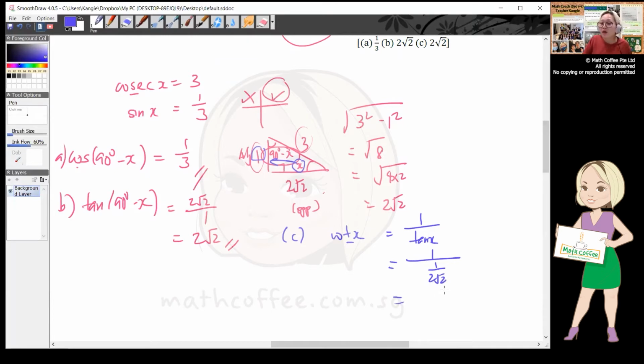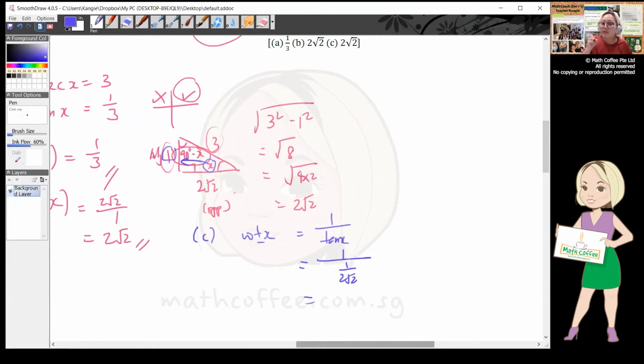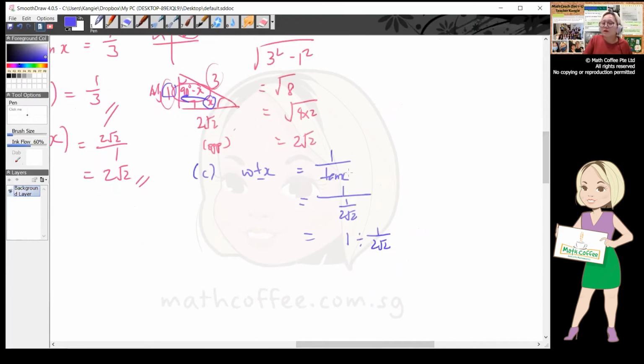Okay, then a lot of students ask how to simplify this one. This is how I would do. 1 divided by 1 over 2 square root 2. Agree? Every time you have fraction over fraction, what I do is I always write it in this form. Then what you do is you just change the divide to multiply and then you flip this one.